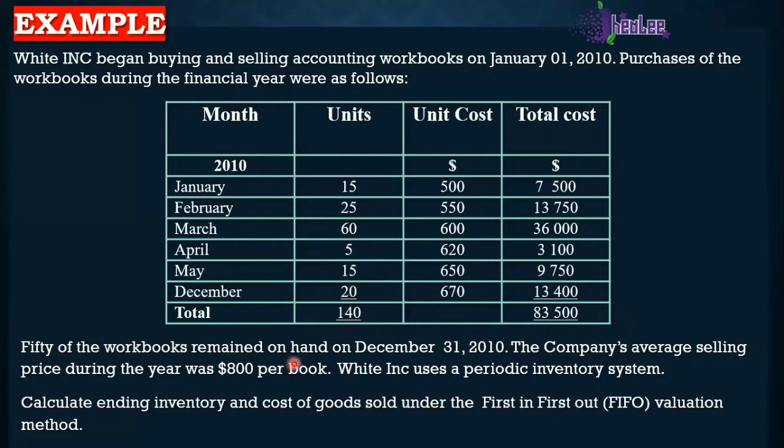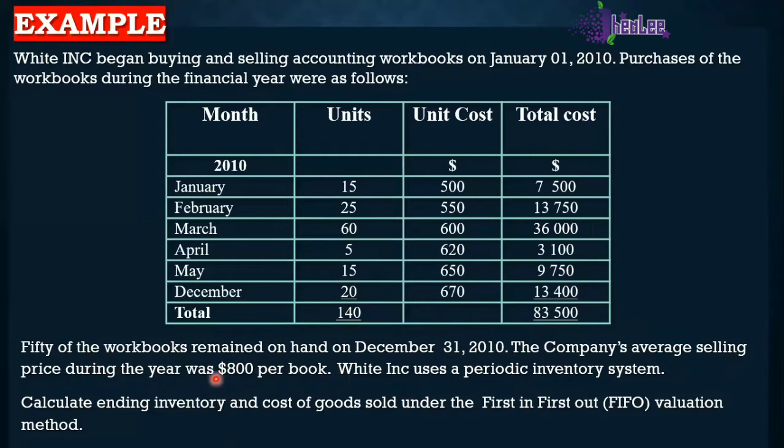50 of the workbooks remain on hand. So they're saying that 50 workbooks were not sold. 50 workbooks are now in the business on December 31st, 2010. The company's average selling price during the year was $800 per book.